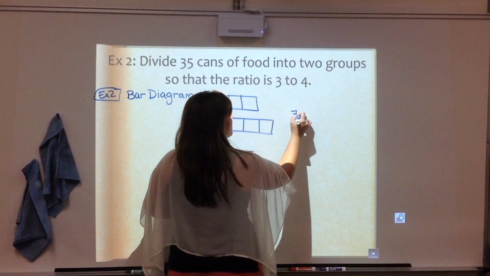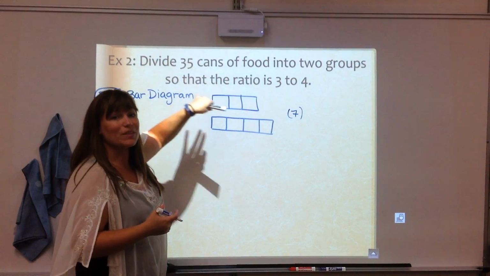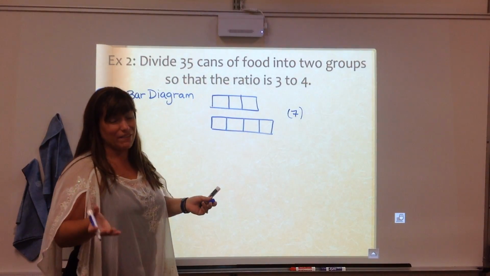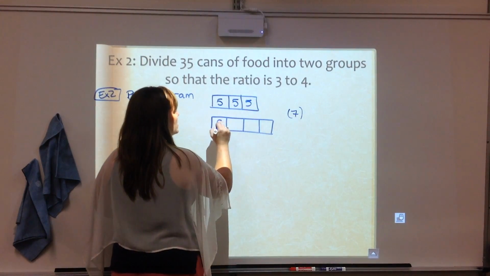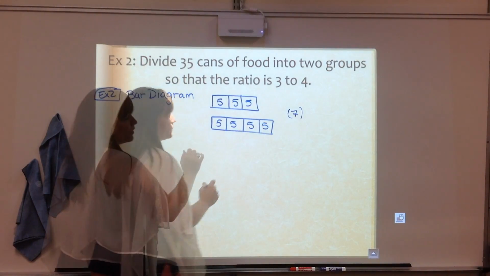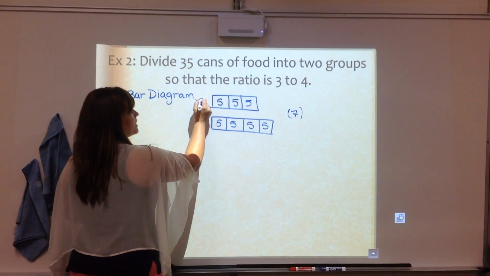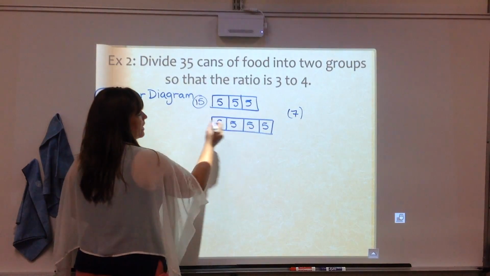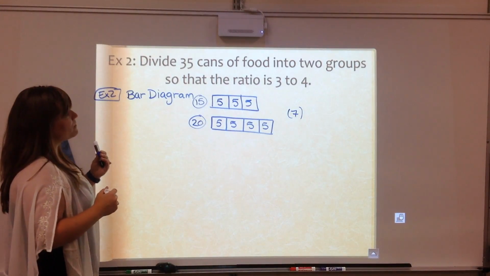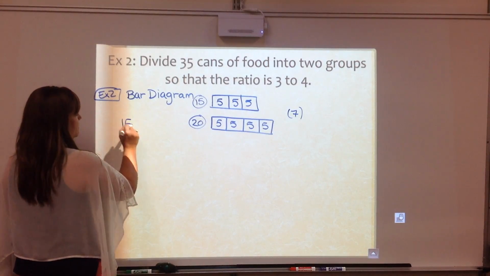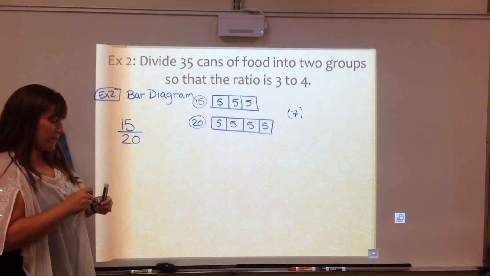So if I have 7 spaces, I need to divide my 35 up evenly amongst those spaces. 35 divided by 7 works out. So each space needs 5 cans of food. Now I have to add up 5, 5, and 5 to get 15 cans in this first group, and there are 20 cans in the second group. So the division of the 2 groups has to be 15 cans to 20 cans. If I add that up, I get my 35 cans.